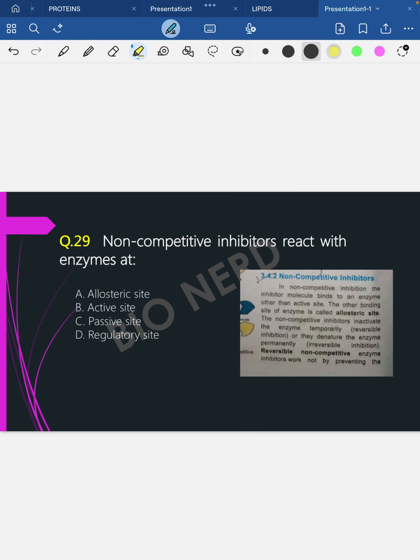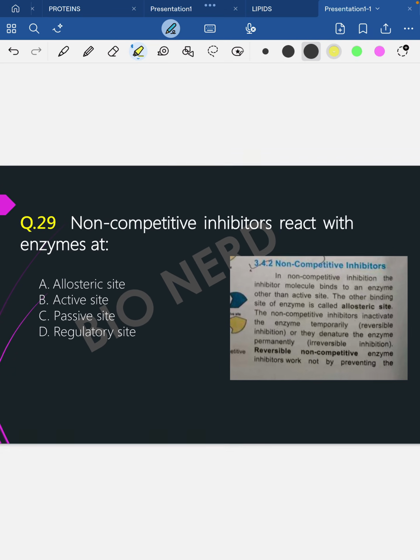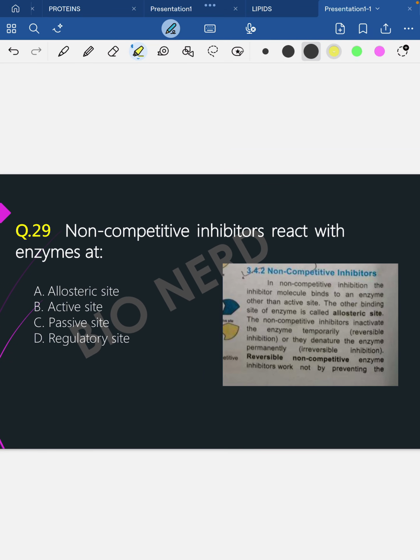Non-competitive inhibitors react with the enzyme at. Here is the problem. In the MCQ, two answers are possible. One is the allosteric site, other is the regulatory site, because allosteric site and regulatory site are interchangeable terms. So both are correct, but obviously we have to choose a single option. So we will take help from our textbook.